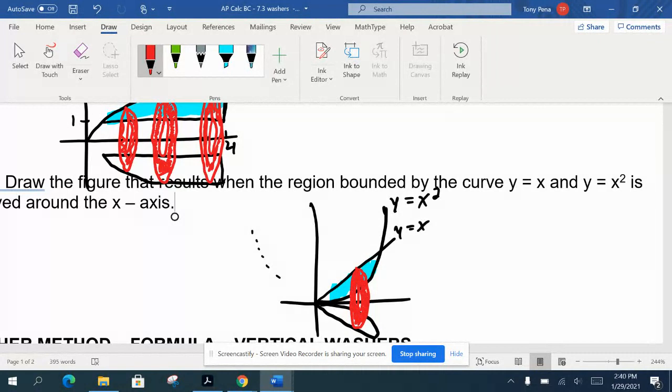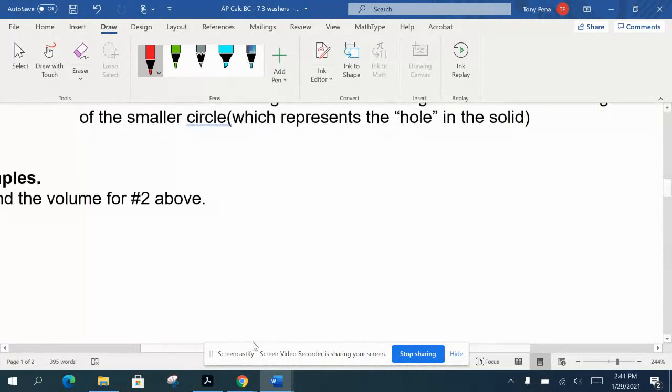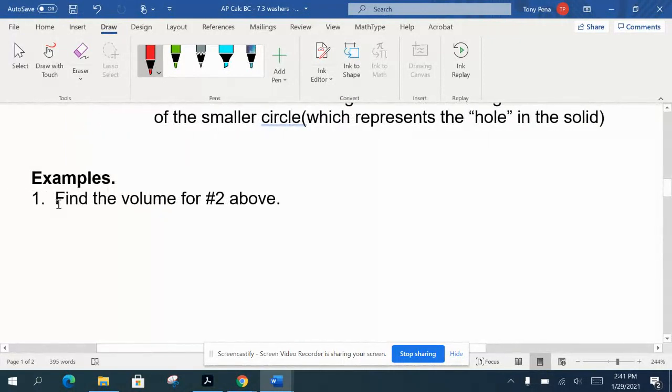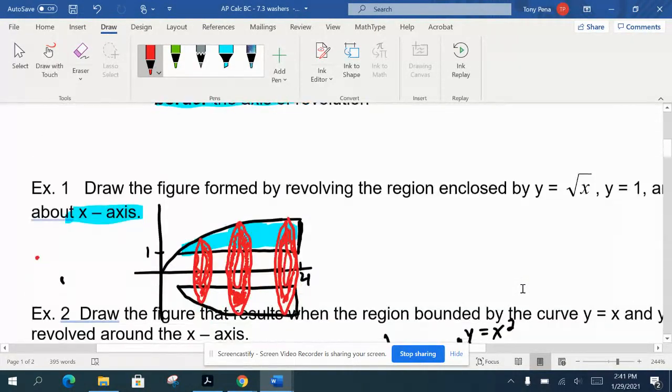Okay? So that's the difference between the disc and the washer. Discs, there are no holes. Washer, we're going to have a hole. So as you kind of read through all of this, what I want you to do ultimately for number 1 is find the volume of number 2 above. So let's go up to this problem.